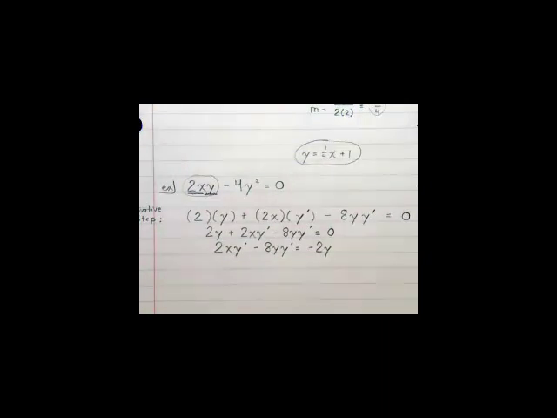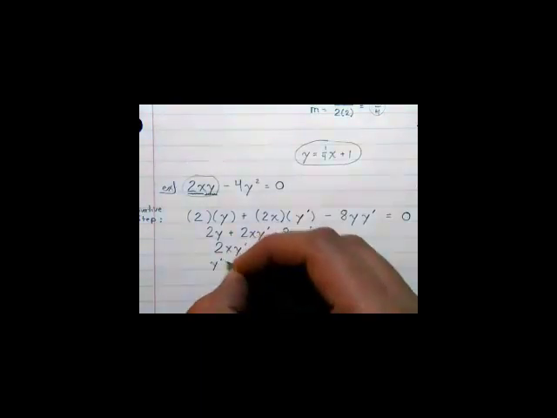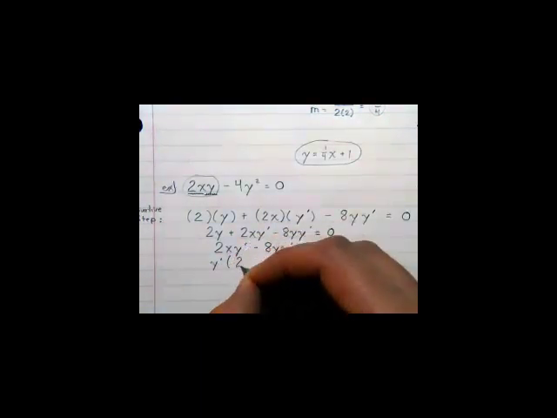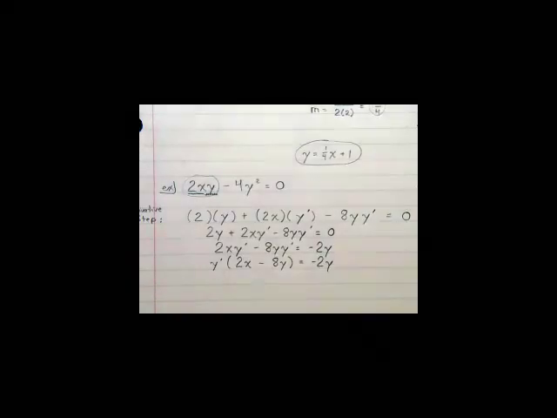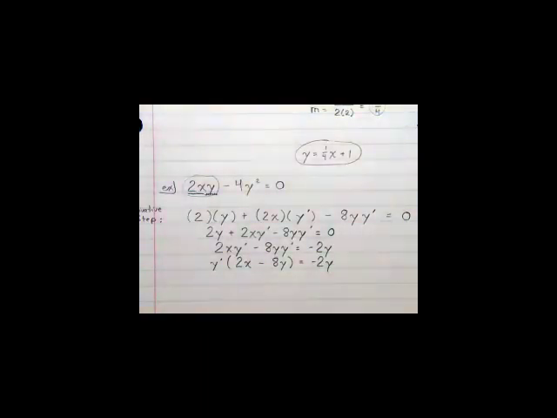What do you think I should do next? I got a couple of y primes in there in 2 different terms. What could I do to help myself out here? Factor that thing out of there, right. So factor out the y prime. 2x minus 8y equals negative 2y. Okay, and then? You got it. So then divide.